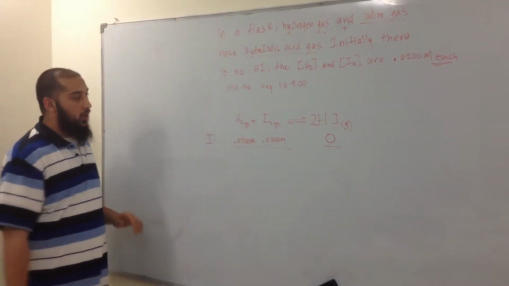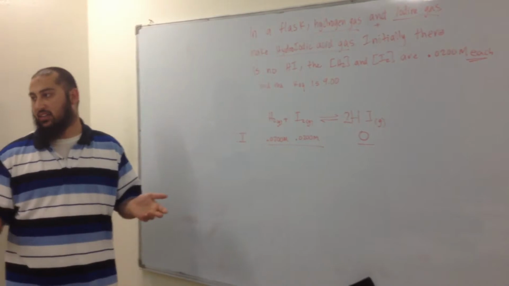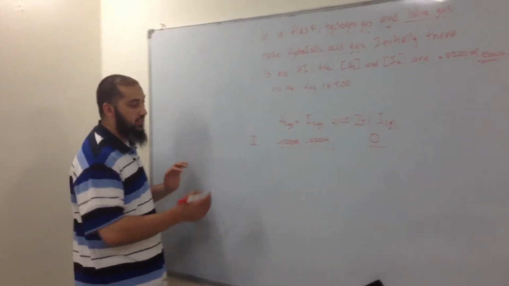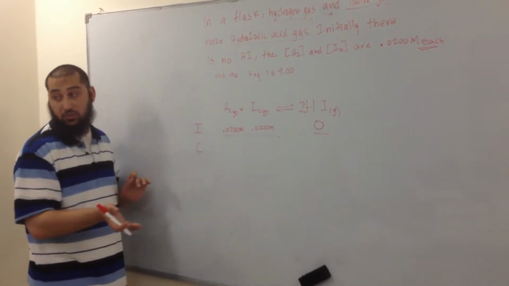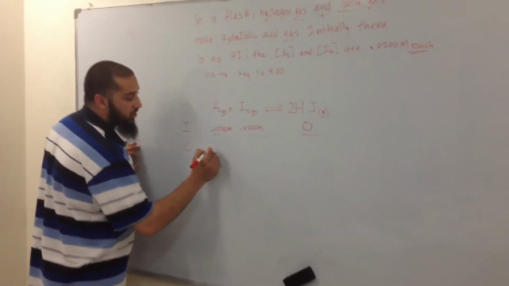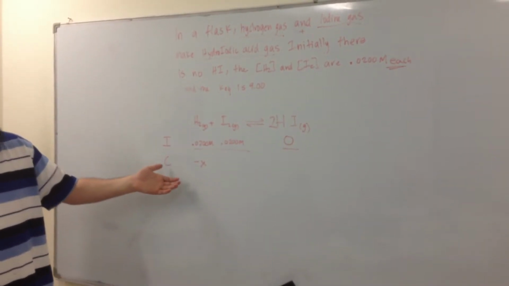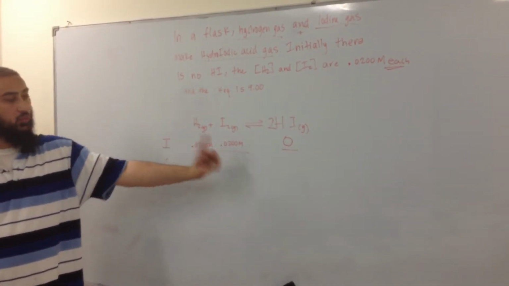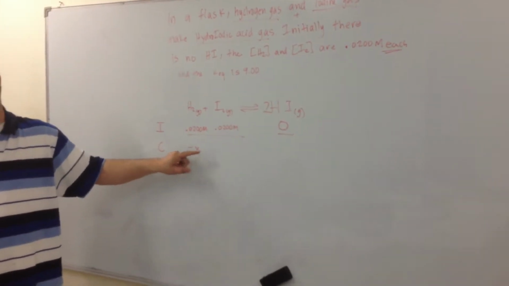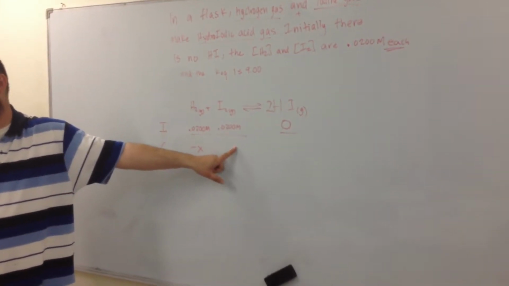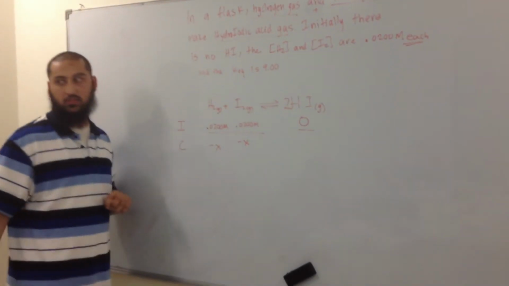Now, let's say it's going to decrease by an amount of x. This is going to be the change, right? That's what the C is. So we don't know how much it's going to decrease by yet, but let's just say it decreases by x. So if hydrogen decreases by x, doesn't one hydrogen react with one iodine? So if there's an x amount of hydrogen decreasing, how much iodine is decreasing? X amount. So then this would also be minus x.